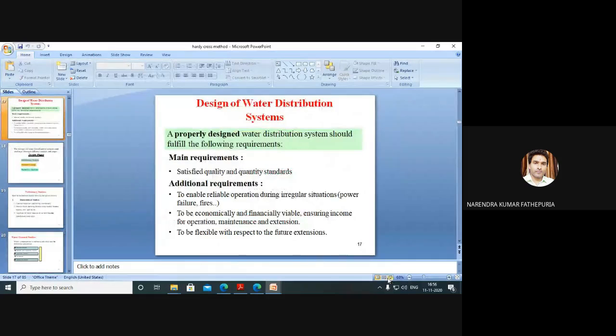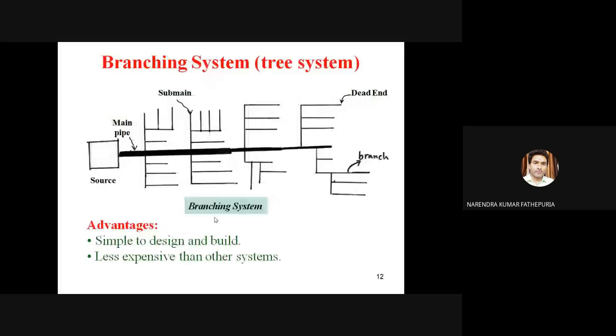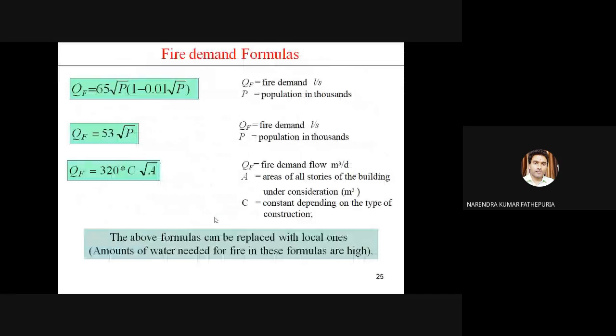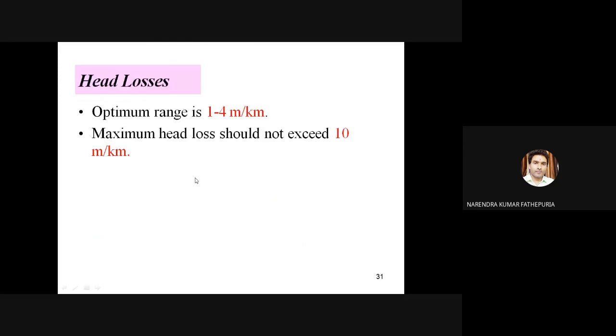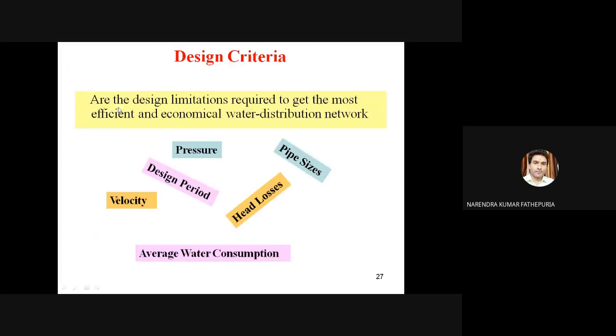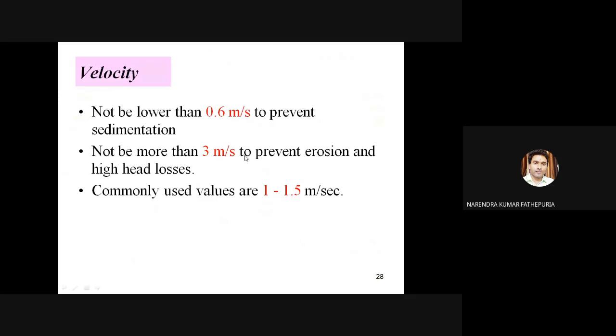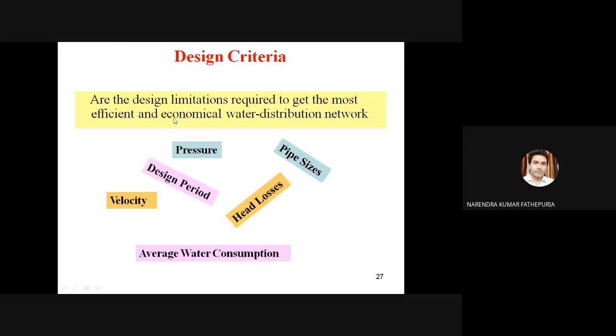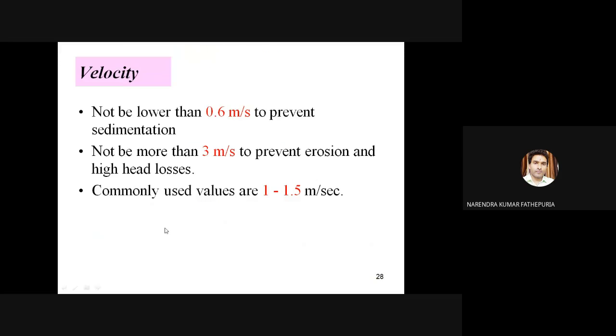So these we have studied everything. I will just tell you about these equations we have derived for the fire demand and all that, and velocity you have to take like this. Pressure first we'll go for this. These are design criteria. Velocity should be 0.6 meter per second to prevent sedimentation. I'll just tell you the standard value, then I will move to the Hardy Cross method. It should not be more than 3 meter per second to prevent erosion and high head losses. Commonly used value is 1 to 1.5 meter per second.